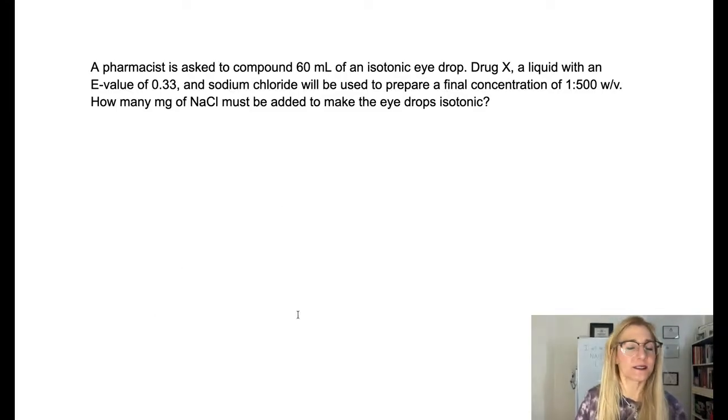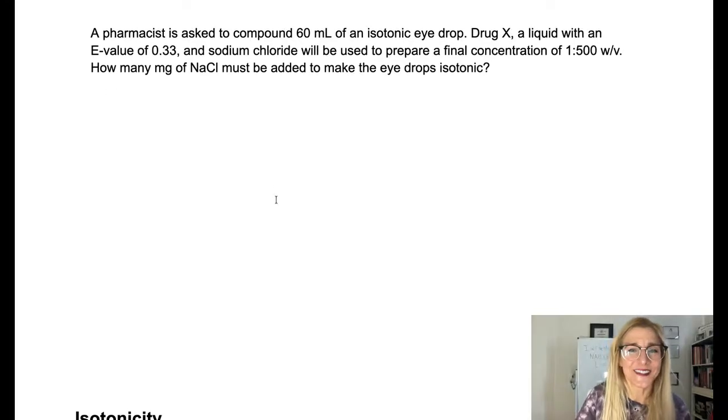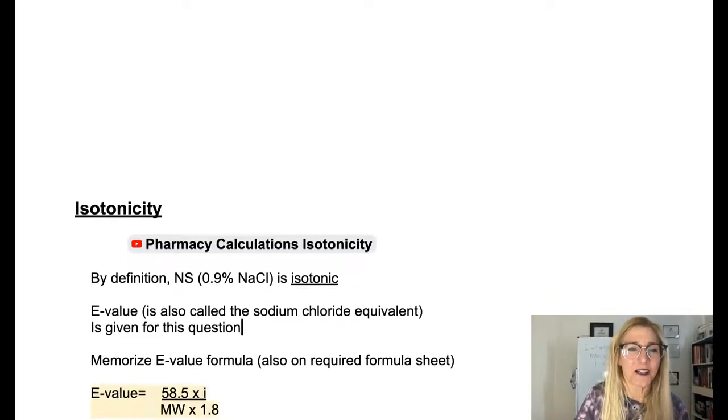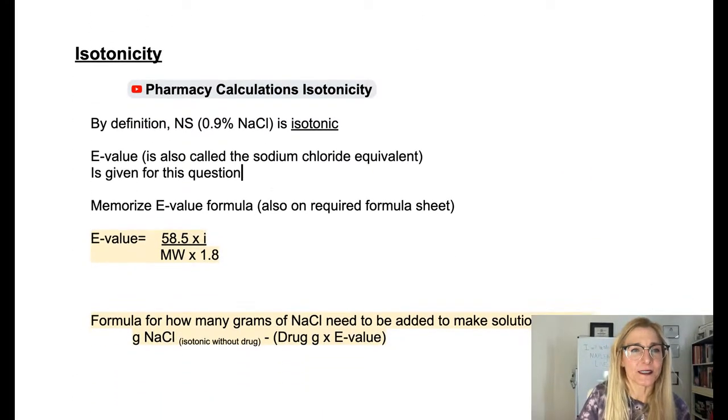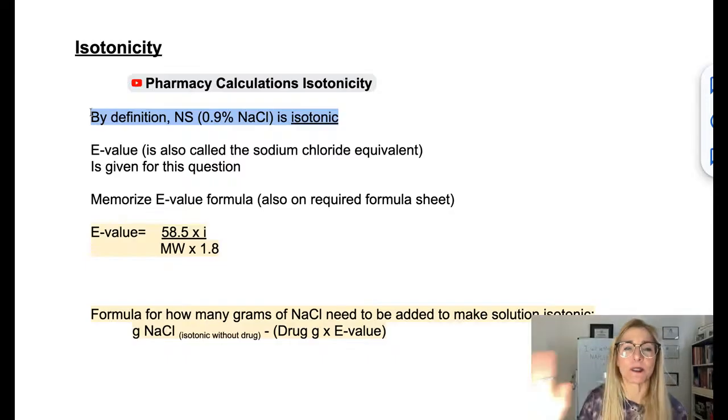What's going on? Well, normally I like to draw these little boxes and I show you something isotonic and I make my examples of NaCl. Well, I guess I can't do that right now, but let me do this. By definition, normal saline is isotonic. And we know that normal saline is 0.9% NaCl. This is what we base everything off of when we see an isotonicity question.